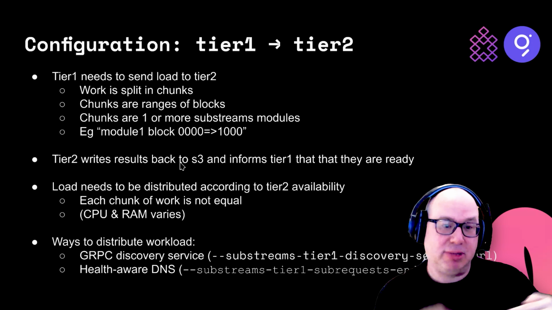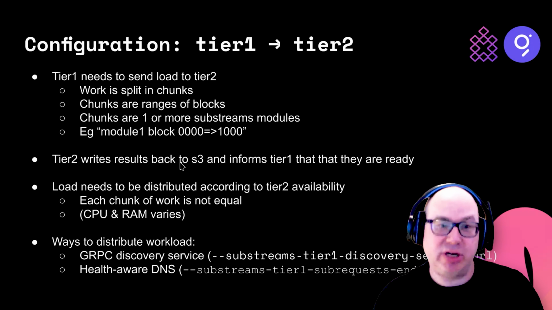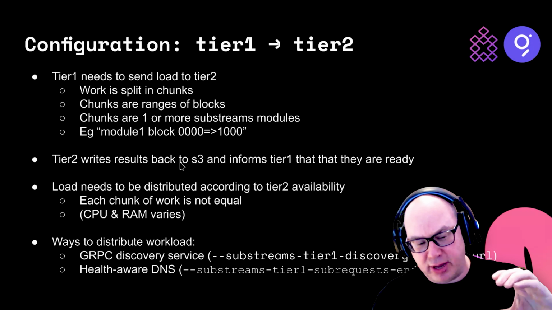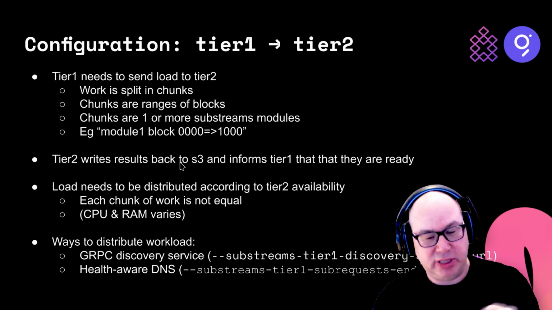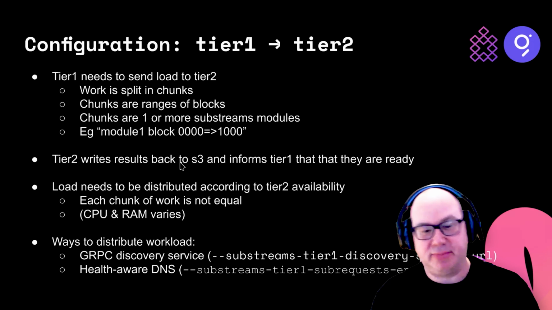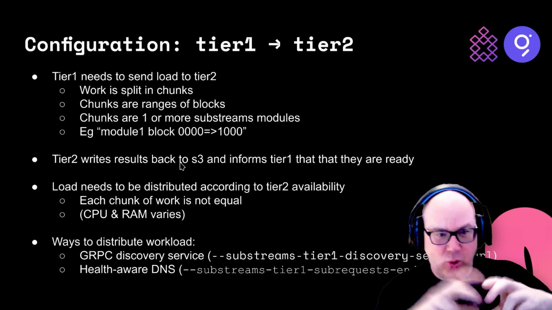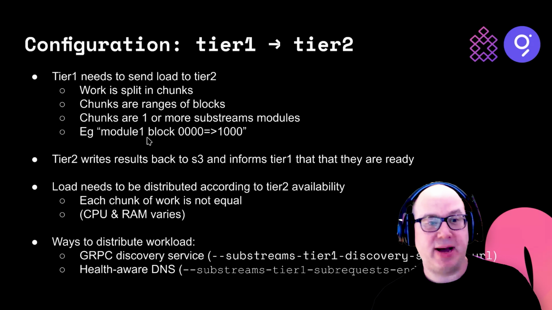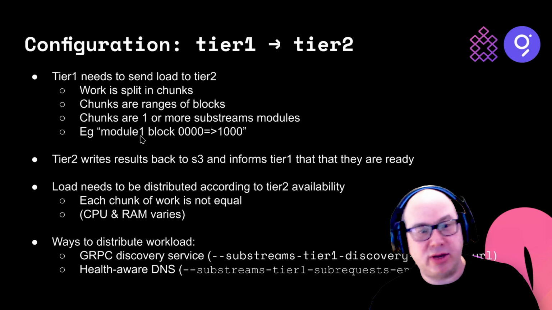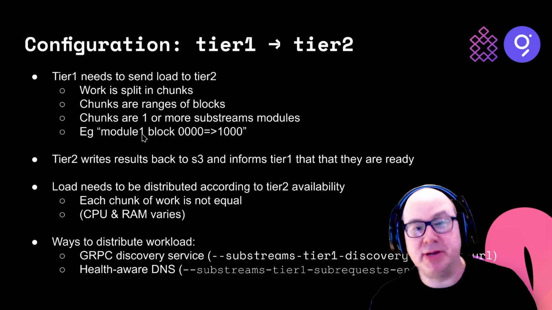So a substream could just have one module, or it could have a bunch of modules. So the work needs to be split up according to the dependency tree graph. And sometimes you can run multiple dependencies together as a module, as a workload, and sometimes they get split up. Don't ask me the details on when it does what. It doesn't really matter. It's just that the work needs to be split by module and by block range.